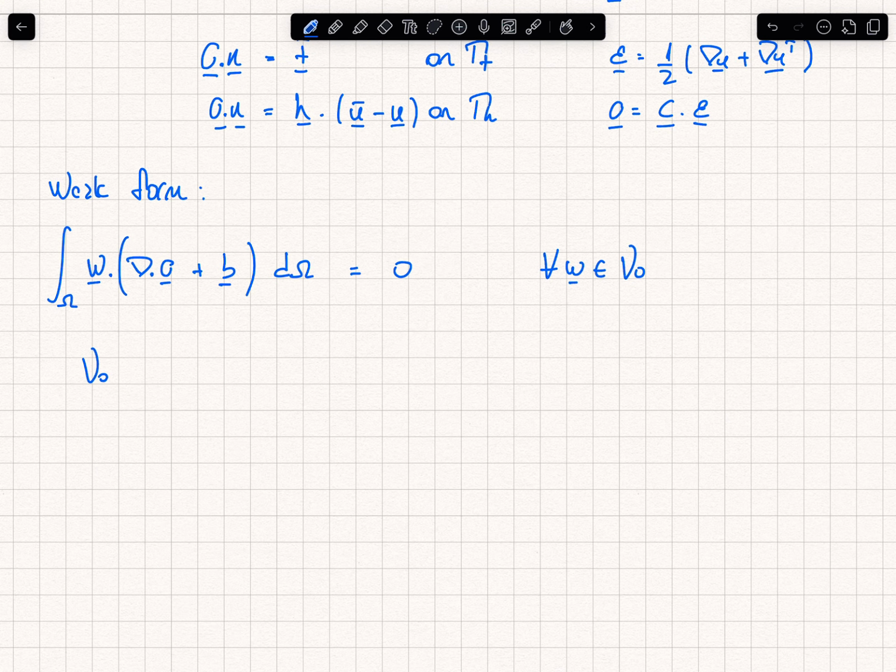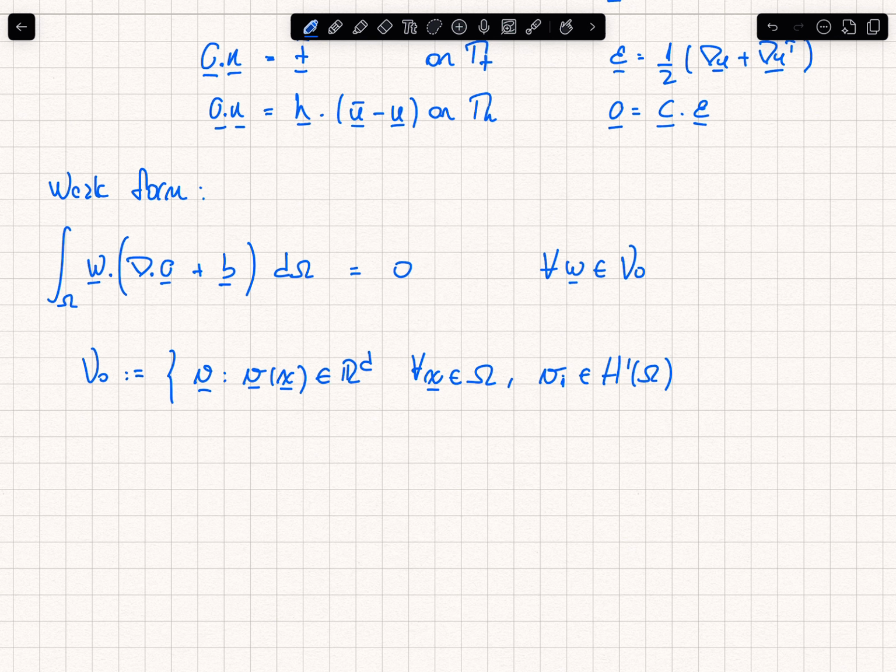Well, my V naught now is going to be defined as the set of vector valued functions V, such that, of course, we're dealing with a vector, this is in R^d, for all x, every position vector in omega, such that each component of this vector belongs to the space of functions that we call the Sobolev space. Remember Sobolev spaces? And we're going to deal with H1.